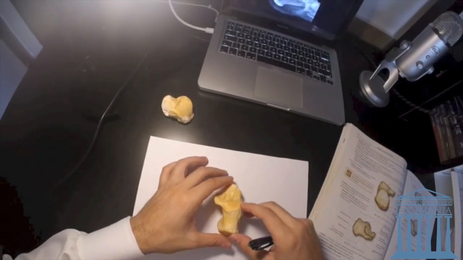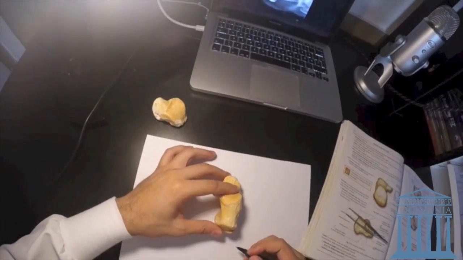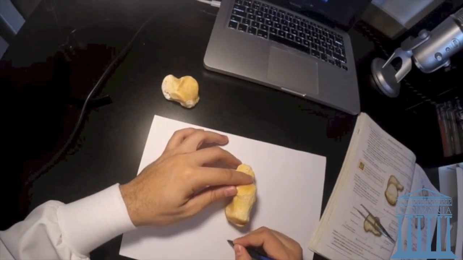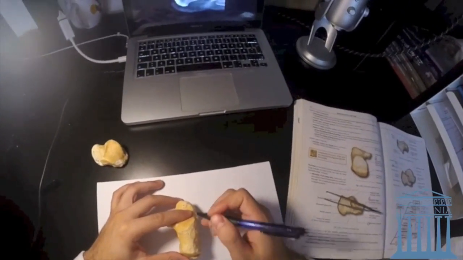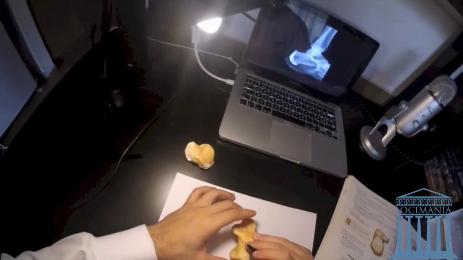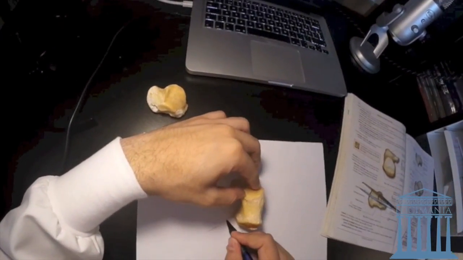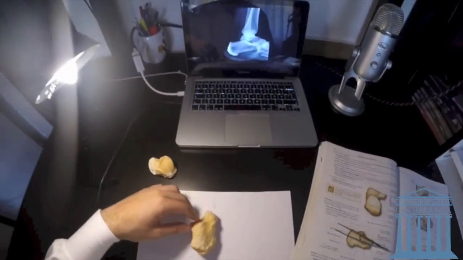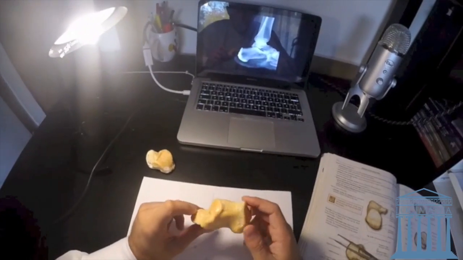So here we have the view from superior. So this is the superior view. Let's start with the posterior part right there. Then the anterior part right there. A process right there. But wait, before I write out all the names and everything, I would like to test you on this bone.